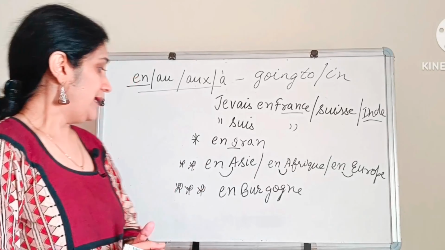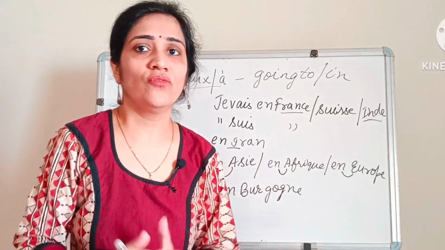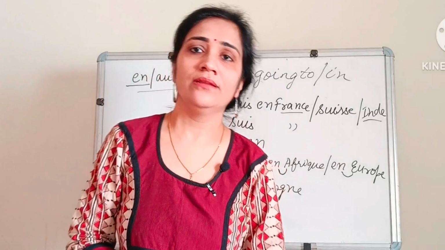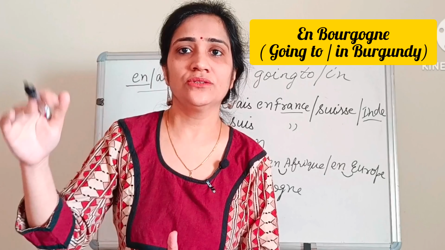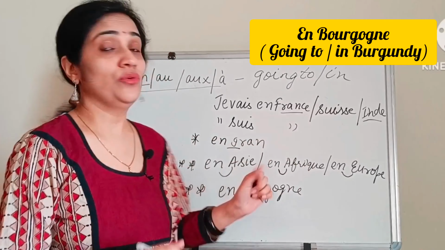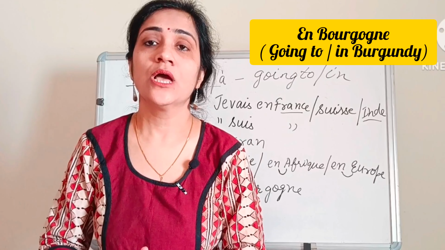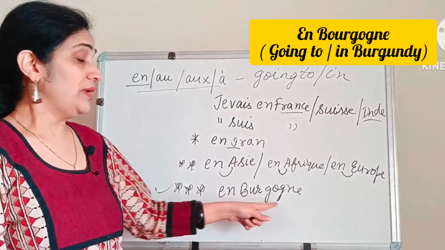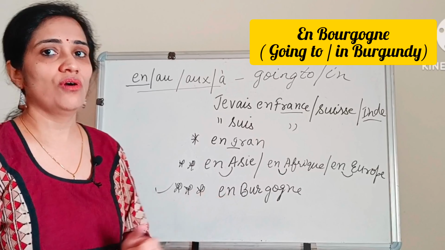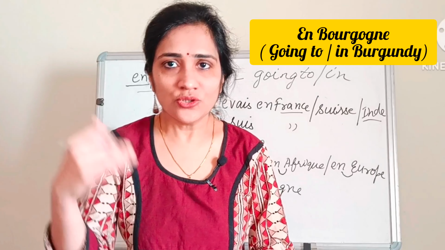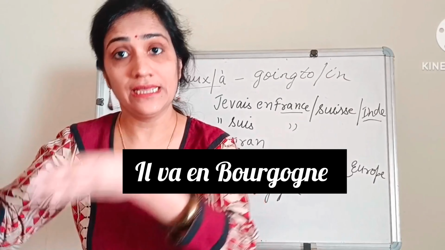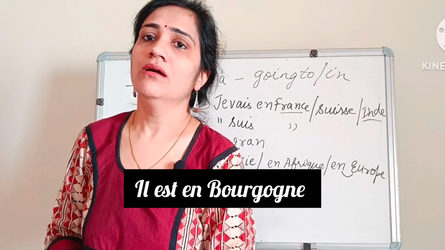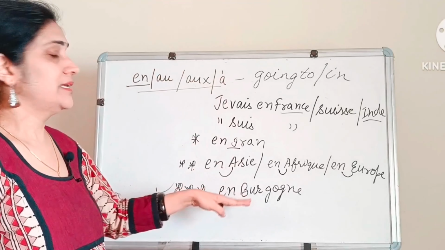So with the names of all the continents, referring to going there or in that place, you have to use en. Now the another case is with all the provinces, with all the names of regions or states, you have to compulsorily use en referring to going to or in. Suppose Bourgogne. Bourgogne is the central eastern region of France, and in English it is termed as Burgundy. Bourgogne is worldwide famous for its wines. So Bourgogne is a region of France. With that you have to use en, like going to, he is going to Bourgogne: il va en Bourgogne. He is in Bourgogne, or he is in Burgundy: il est en Bourgogne. So this is the case of the en.